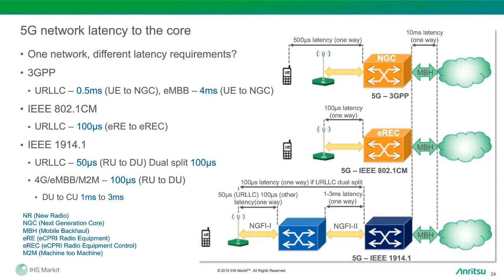So, just to jump back down to the IEEE one at the bottom, we can see between the light blue and the dark blue, the distributed unit and the central unit, we have up to 3 milliseconds for enhanced mobile broadband or non-ultra reliable low latency. So interesting to note is the 4 milliseconds for 3GPP enhanced mobile broadband is basically the same as the IEEE. Also interesting to note is 3G, 4G networks have the same 4 milliseconds. So there's nothing new there.